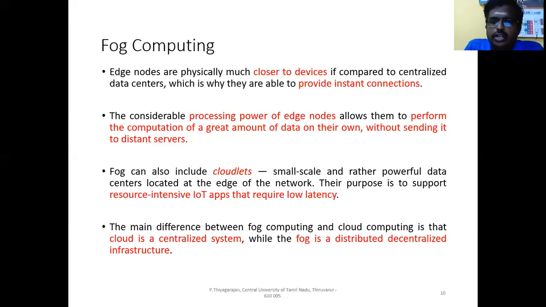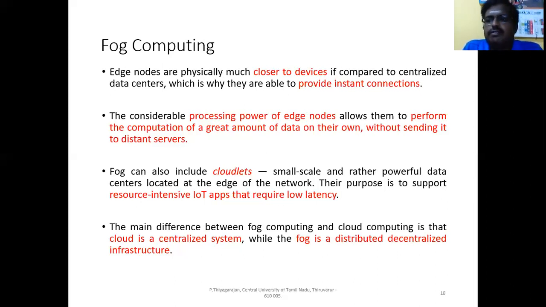And fog also includes cloudlets, which are very small-scale and rather powerful data centers located at the edge of the network. The purpose of these cloudlets is to support resource-intensive IoT apps that require low latency. Whenever you introduce fog computing, the response time and the processing time of the request will be much less, because most of the highly crucial processing will be done by the fog, and then only major data will be sent to the cloud. So the response to the user will be much quicker.